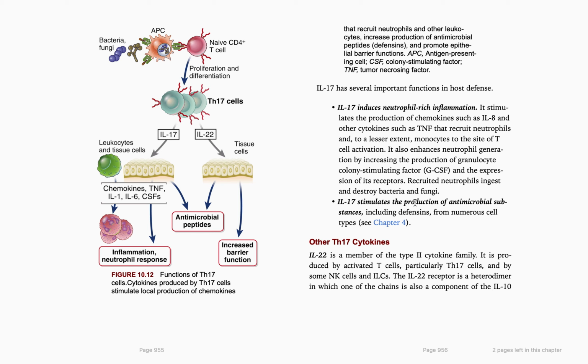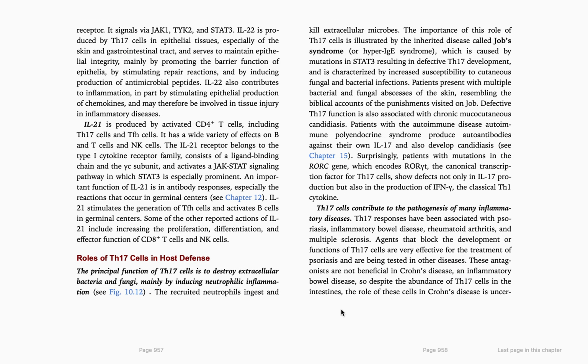So, other T helper 17 cytokines. Interleukin 22 is a member of the interleukin 10 cytokine family, produced by activated T cells, particularly T helper 17 cells, and by some natural killer cells and innate lymphoid cells. The interleukin 22 receptor is a heterodimer, in which one of the chains is also a component of the interleukin 10 receptor. It signals via JAK1, TYK2, and STAT.